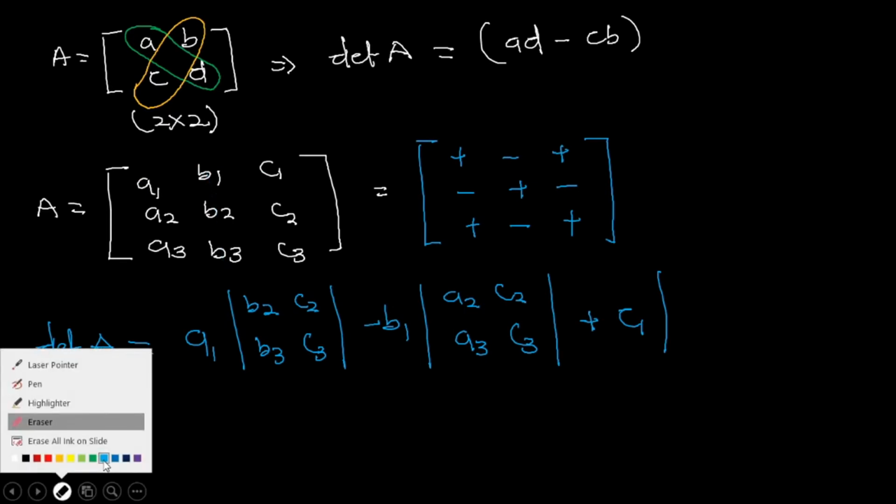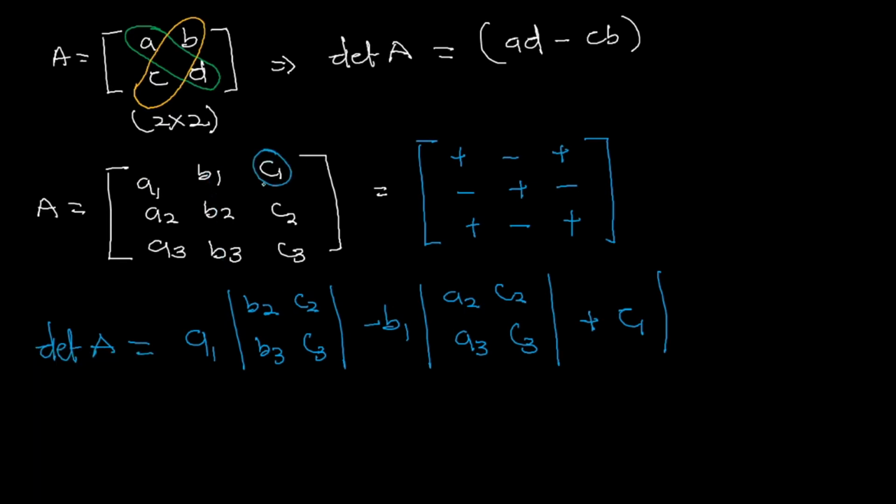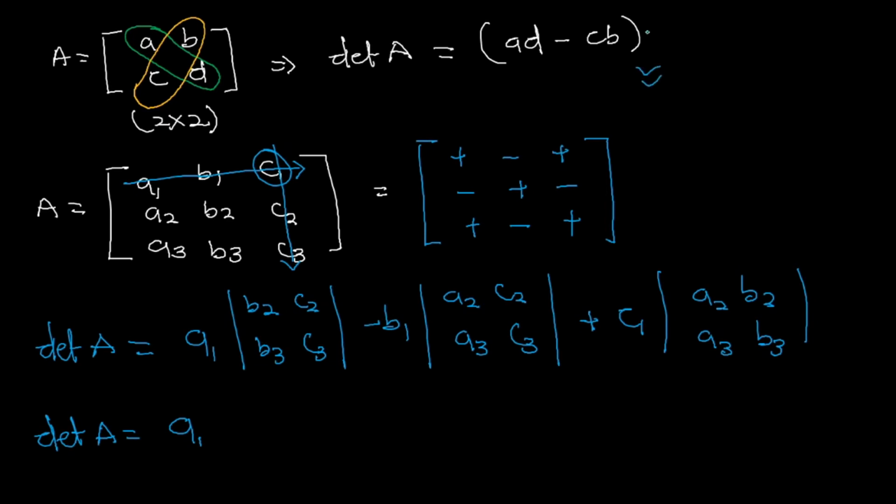If we take that, what it means is that we are using this element, so we cross out this row and then this column, so we are left with just this 2 by 2 matrix, which is what? A2, B2, A3, B3. Okay, so from here it means determinant of A is equal to, then we have our A1. Now this is a 2 by 2 matrix, so like how we find the determinant of a 2 by 2 matrix over here, we do that for this case.